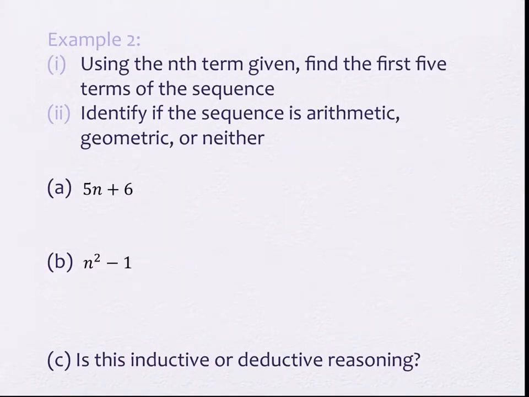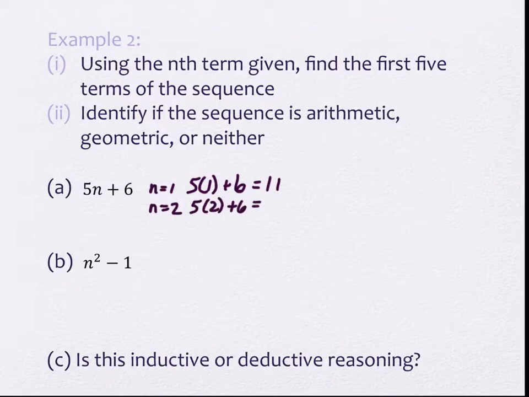So I'll get you started on the first one. You always start with 1. So you do n equal to 1. So we have 5 times 1 plus 6. That would give me 11. You would have multiplied the 5 and the 1, not add them. That's okay. N equal to 2. 5 times 2 plus 6. 16.